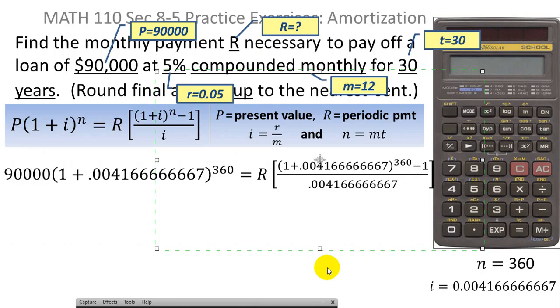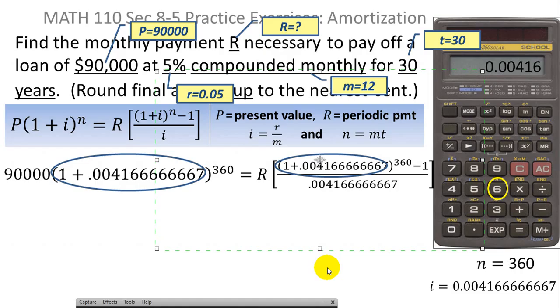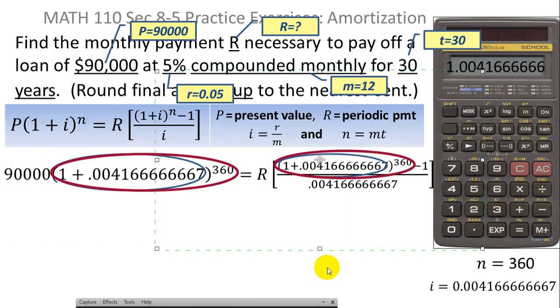The first thing I want to do is calculate that 1 plus value, and it appears in 2 places. So with my calculator, I will go 1 plus 0.00416666. Notice that your calculator runs out of spaces before you go any further. So you just have to hit equal. You put in as many as you can. When you hit equal, you get that 1.04 number. So I'll write that in both of those places.